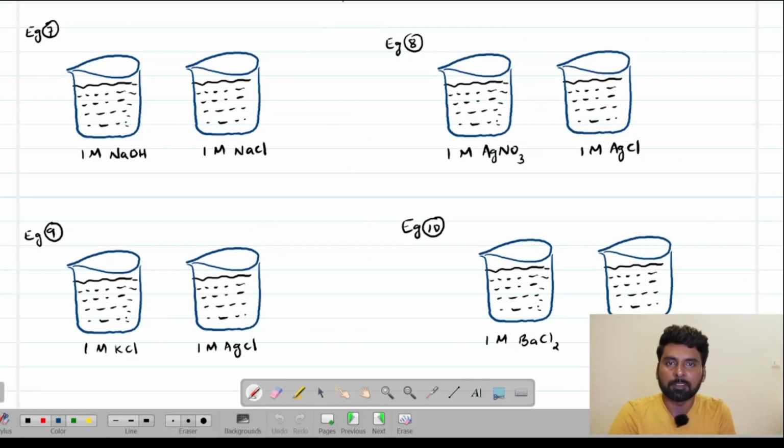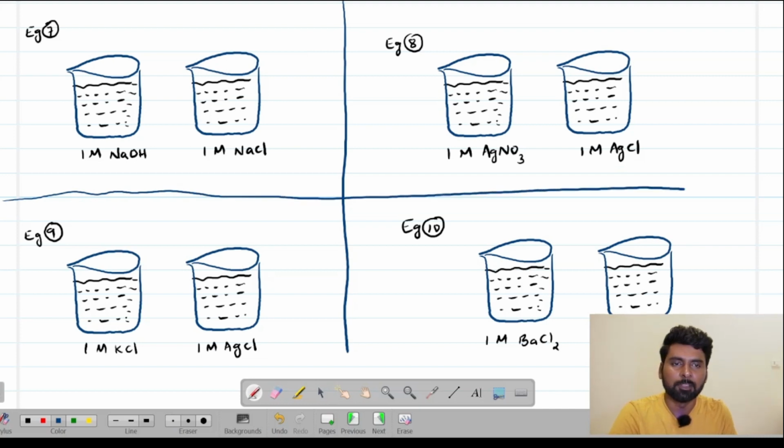So continuing our discussion, I am taking 4 more examples. With this I can conclude the 2 factors. So in example number 7, see this, sodium hydroxide, sodium chloride. Out of these two, sodium ion is common in both the beakers, okay, and both sodium hydroxide and NaCl are strong electrolytes, so the number of ions is the same. Now the conductance of the solution is decided by the anion, here OH minus, here chloride ion.